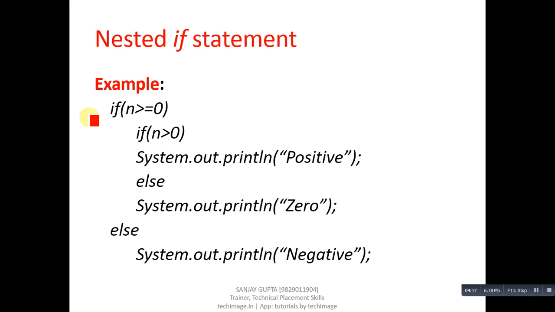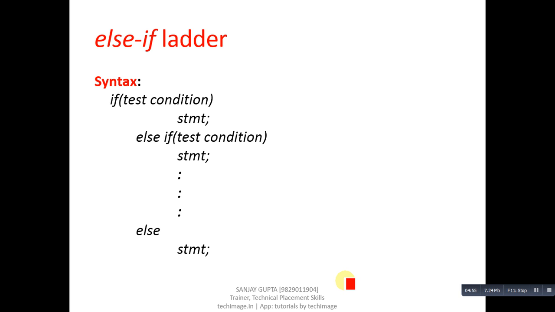This is the example of nested if. In this example, the first if condition is n greater than or equal to 0. If this condition is true, then this if else combination will be evaluated. If this condition is false, then this else case will be executed. If the second condition is true, then this println will print positive. If this condition is false, then this println will print 0. And if the first condition is false, then negative will be printed. So if you want to check more than one condition, then nested if can be used.